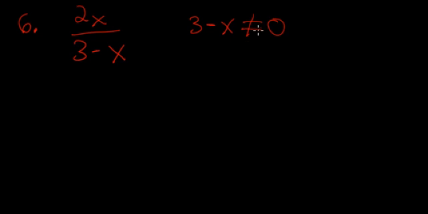And for 6, 2x over 3 minus x. The denominator can't equal 0. 3 minus x cannot equal 0. Negative x can't equal negative 3. So x can't equal 3. All right, this processes nicely. Let's look at 8.